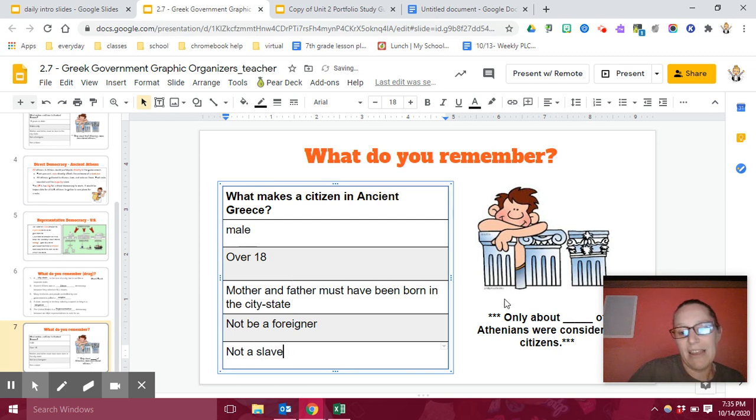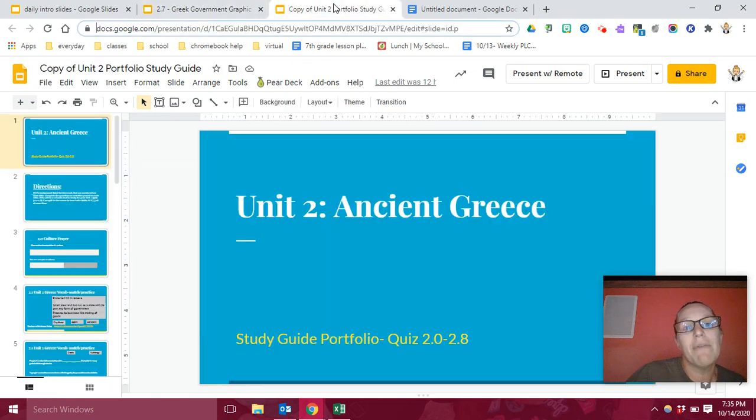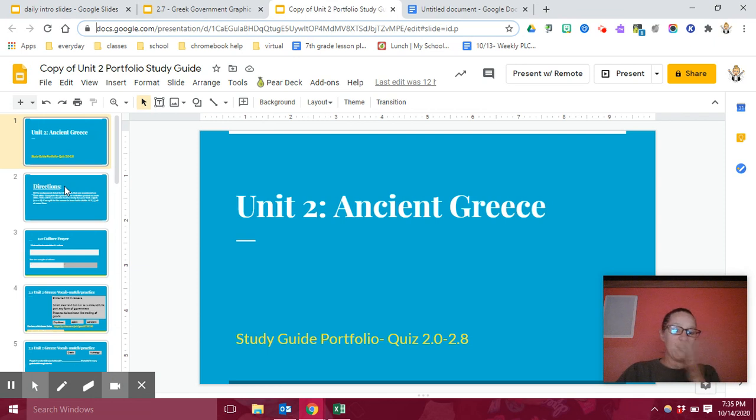All right, and then if you remember or not, it is only 1/5 of Athenians were considered citizens. All right, so that is it for 2.7. You're going to go ahead and turn this in once you have everything filled in on your copy. And then whatever time you have left, you can start this portfolio study guide.